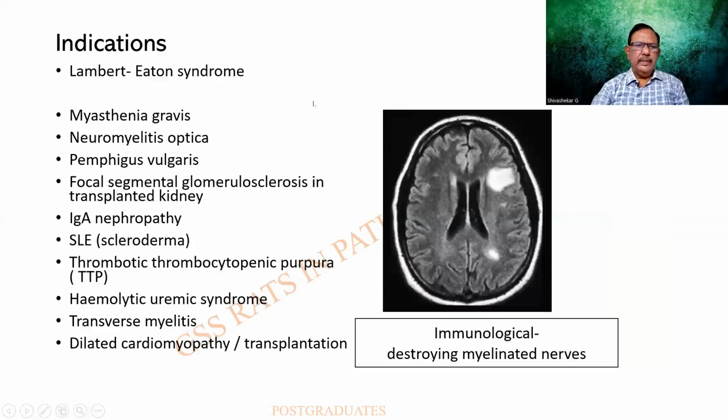Again, there can be other diseases: myasthenia gravis, IgA nephropathy, SLE, transverse myelitis, cardiomyopathy, etc. Lambert-Eaton syndrome. This is a case of multiple sclerosis. In fact, this is one of the prototypes wherein they identified plasma exchange as the mode of treatment.